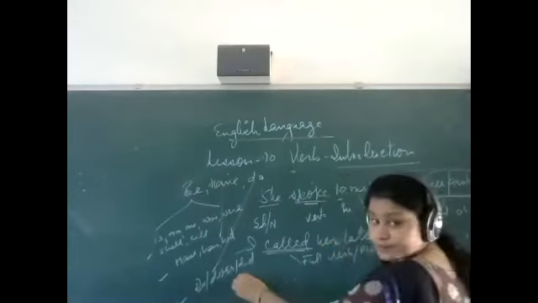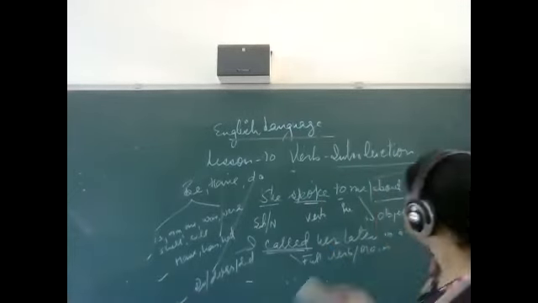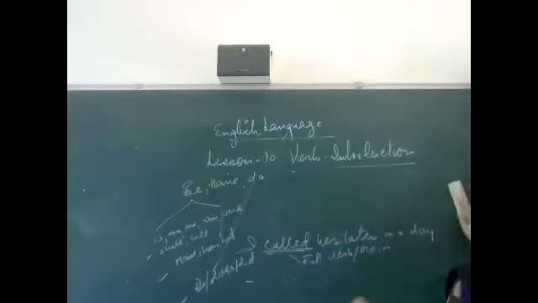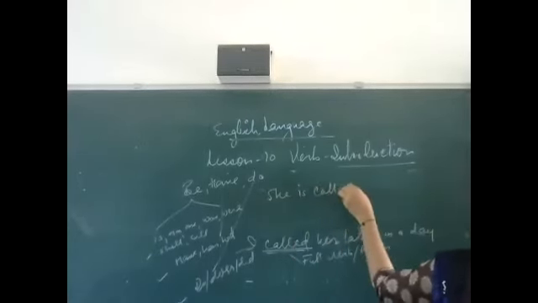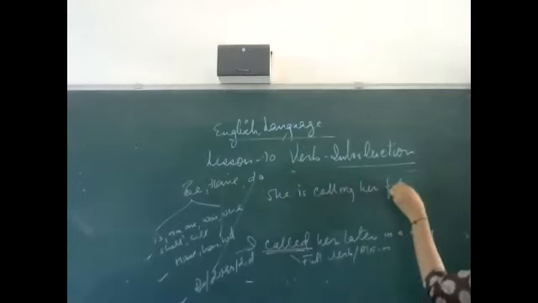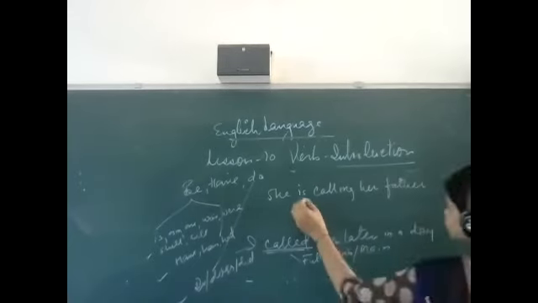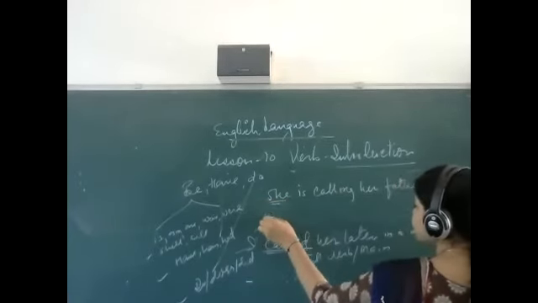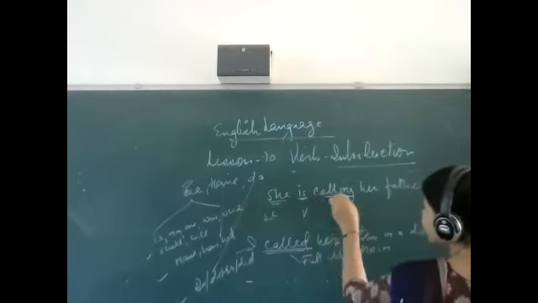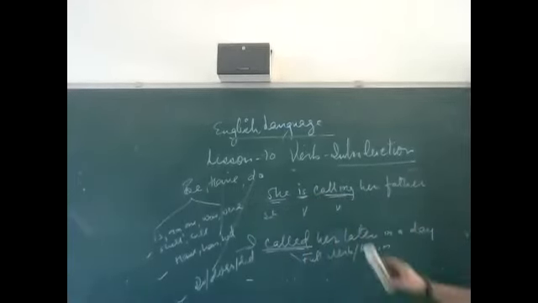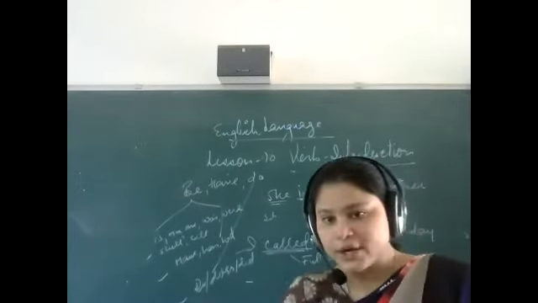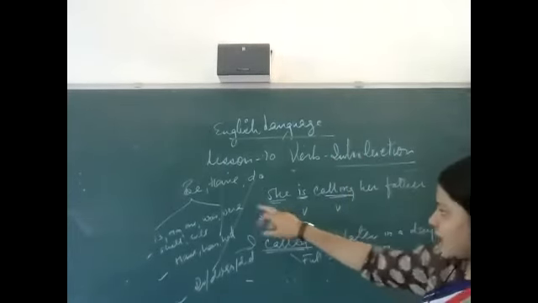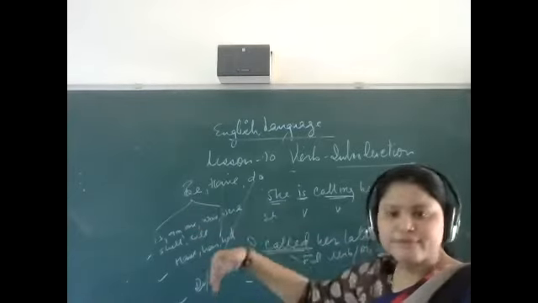See this sentence. I called her later in a day. Suppose I write, she is calling her father. Here she is the subject, is is a verb, and calling is also a verb. Now if I ask you why there are two verbs in one sentence, we are talking about the be form, meaning auxiliary form, helping verb.